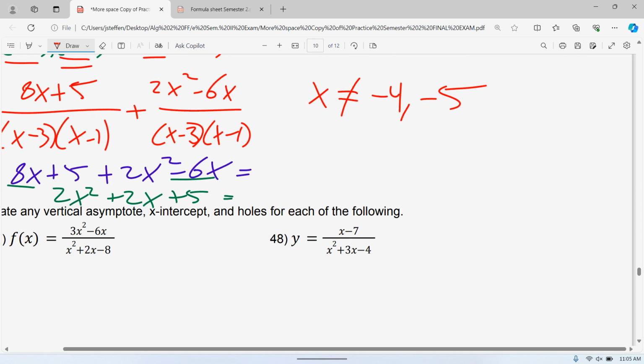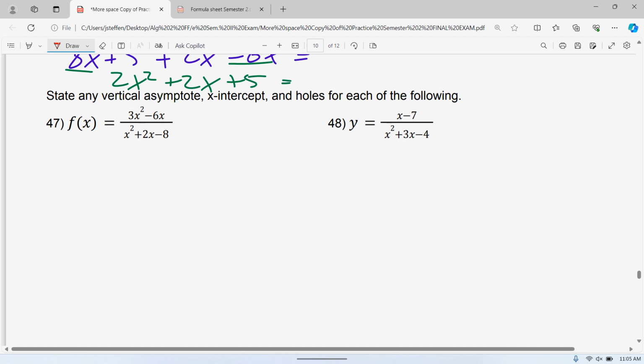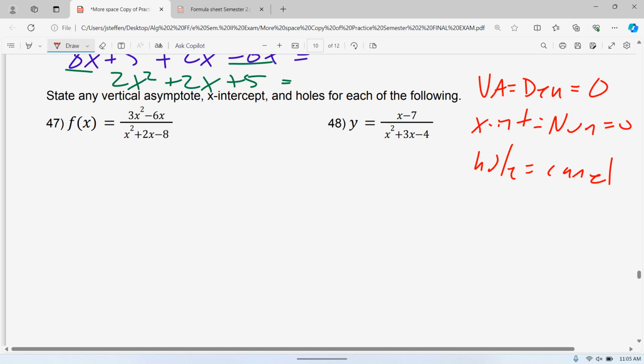And speaking of, that kind of brings us into the next one. What are any vertical asymptotes, x-intercepts, and holes? Again, the vertical asymptotes are what makes the denominator 0. The x-intercept is what makes the numerator equal to 0. And the holes are what canceled. So if anything cancels, that's going to be a hole. There could be more than one of those, or there could not be one. If there's not an asymptote, you just put an A. If there are 2 intercepts, you just list both of them.